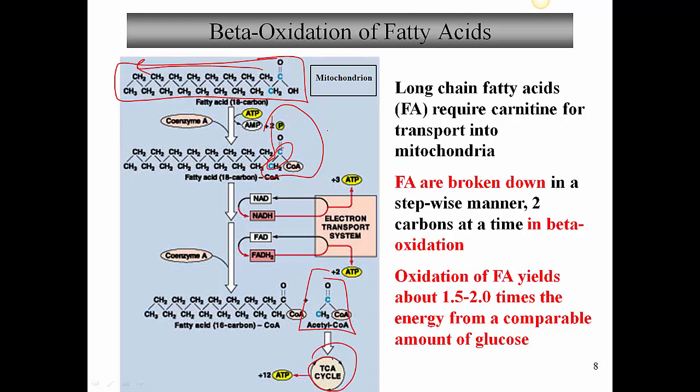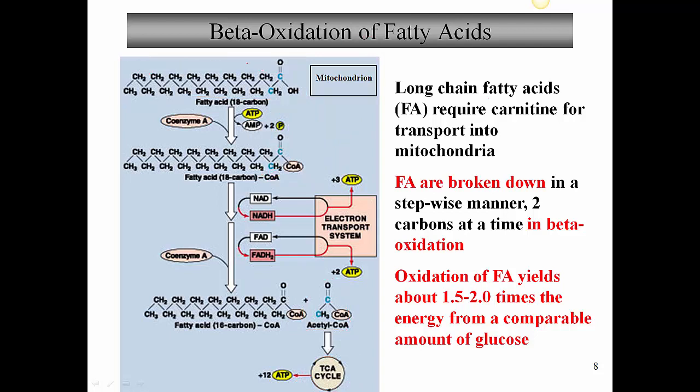We can make acetyl groups here. Remember that these acetyl groups not only can go into acetyl-CoA into the TCA cycle, but they can also go to make those ketone bodies in the case where we don't have enough oxaloacetic acid to merge acetyl-CoA with in the TCA cycle. So this is what beta oxidation of fatty acids is.